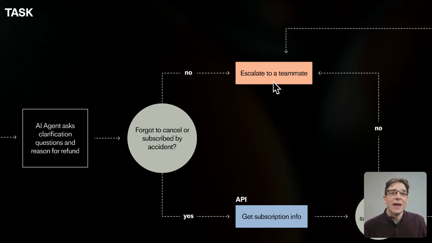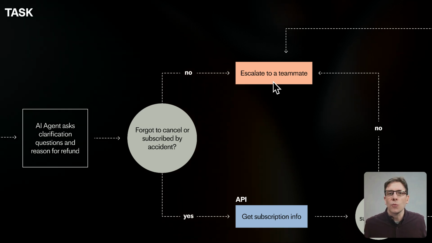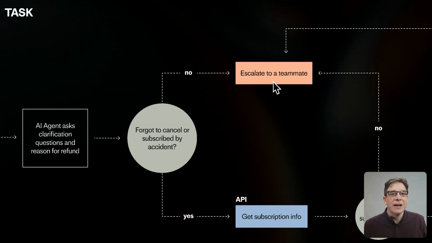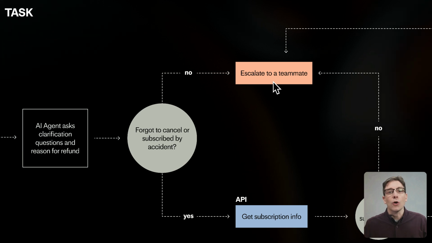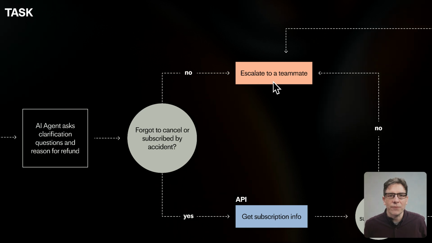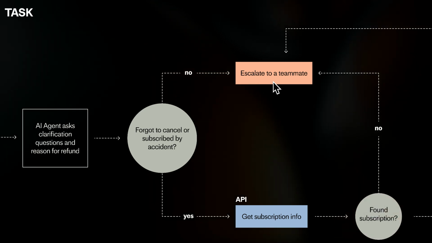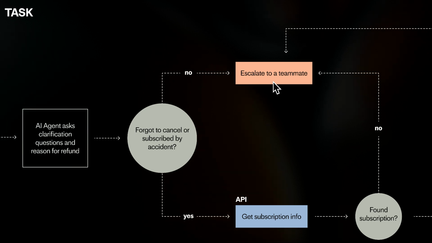And actually, that fallback is built into every single step. So if something doesn't work the way it should, the customer is never going to get stuck. They'll always be passed to a person that will help. This means we don't need to design for every possible edge case up front because we've got this safety net in place. Next, the task needs to verify a few details.